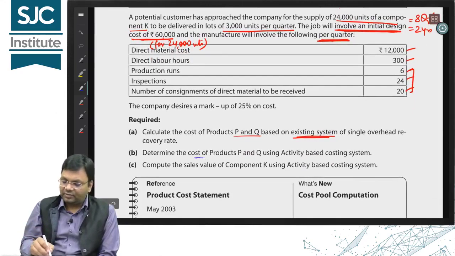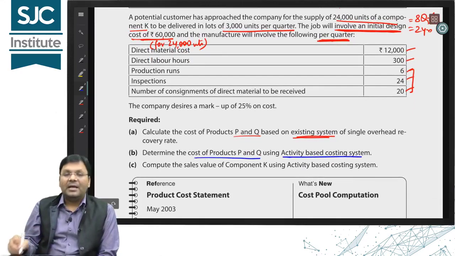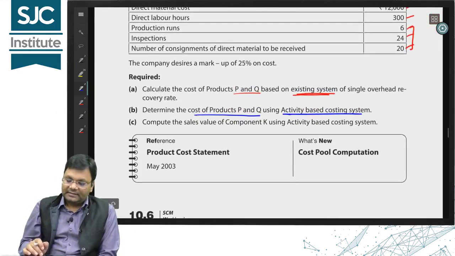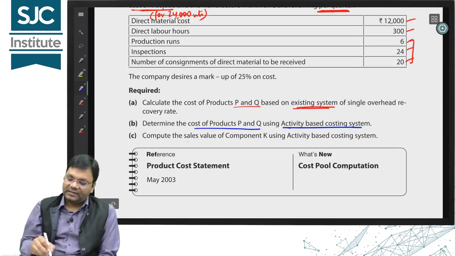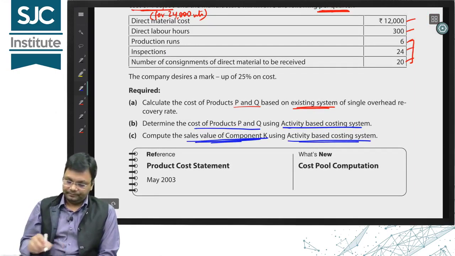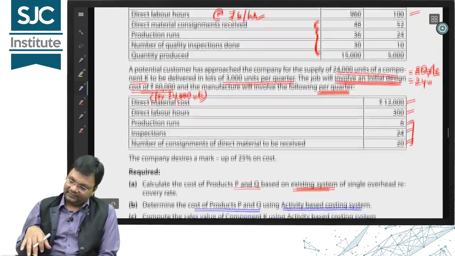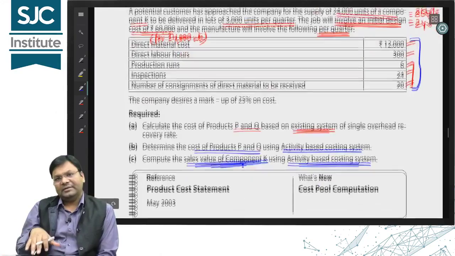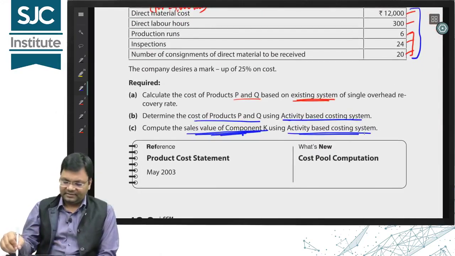Second, they are asking for the cost of P and Q using the ABC, activity based costing system. The third is to compute the sales value of component K using the ABC system. This is the component K detail in the last paragraph, whose sale value needs to be computed using the ABC system. So let us start doing this.